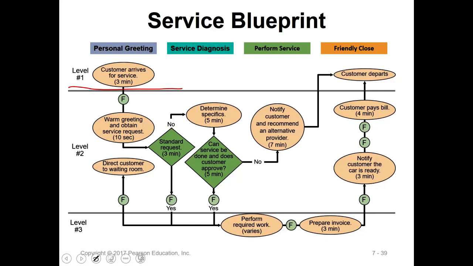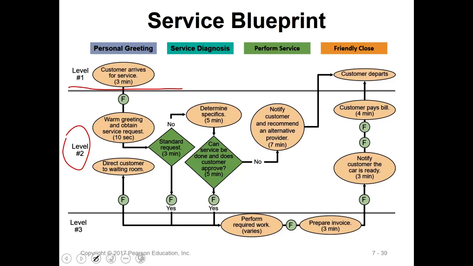And then if they say, oh, it's okay, and we can do the service over here, it will go to the next level. The next level, they will say, is this a standard service or a non-standard service? And obtain the service request. If this is a standard service, yes, we can do it over here. Probably you have to wait 30 minutes until it's done. And then we'll jump to level 3.